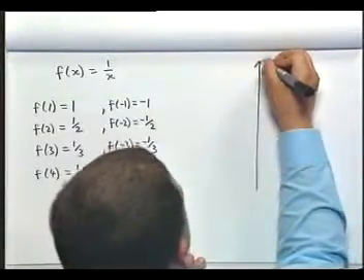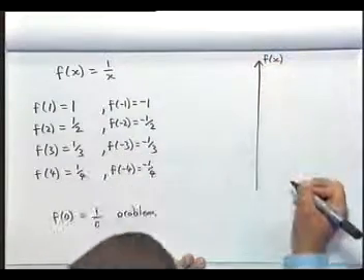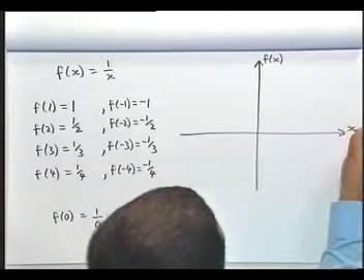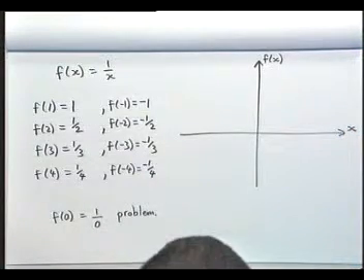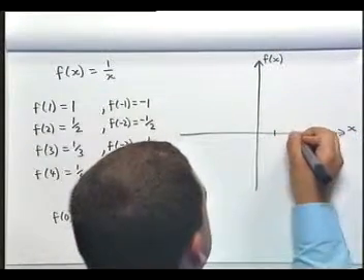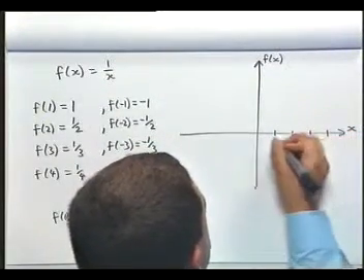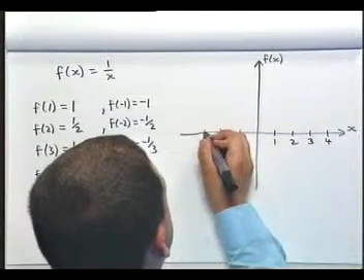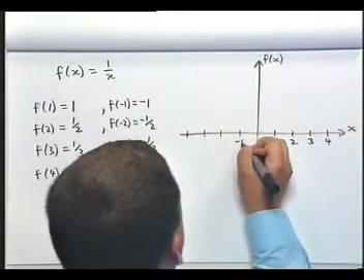So as before, f of x on our vertical axis for the outputs, and our argument x on the horizontal axis. Okay, so we've gone over here 1, 2, 3, and 4, and minus 1, minus 2, minus 3, and minus 4 over here.